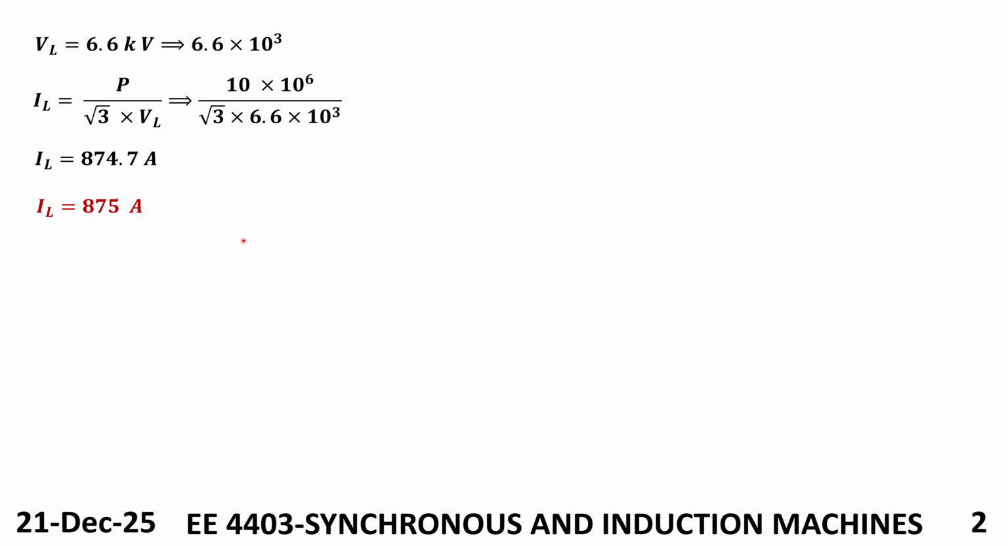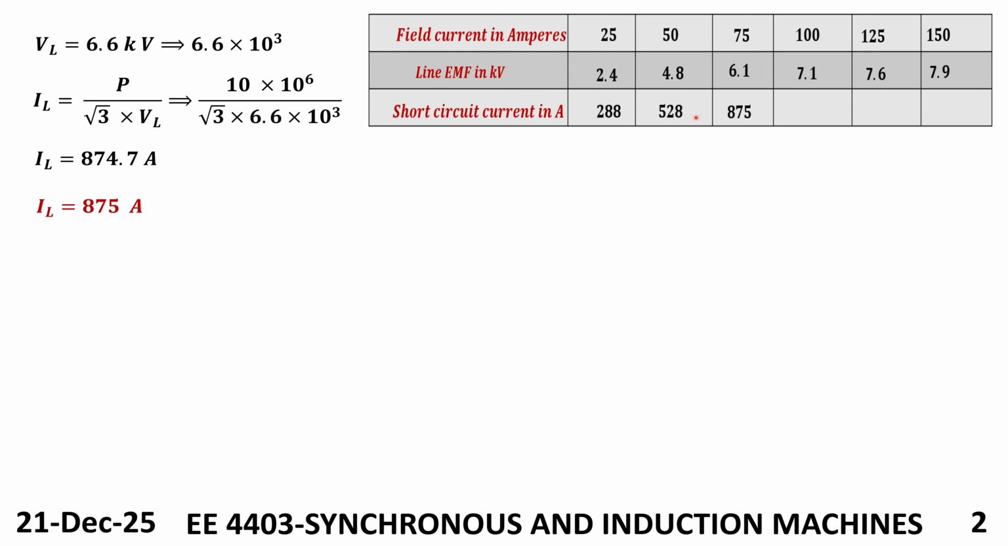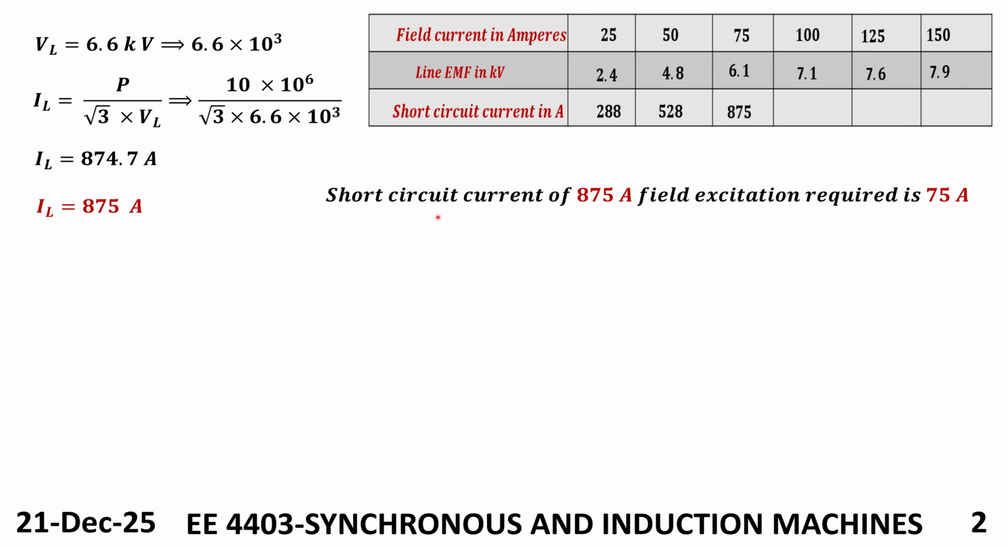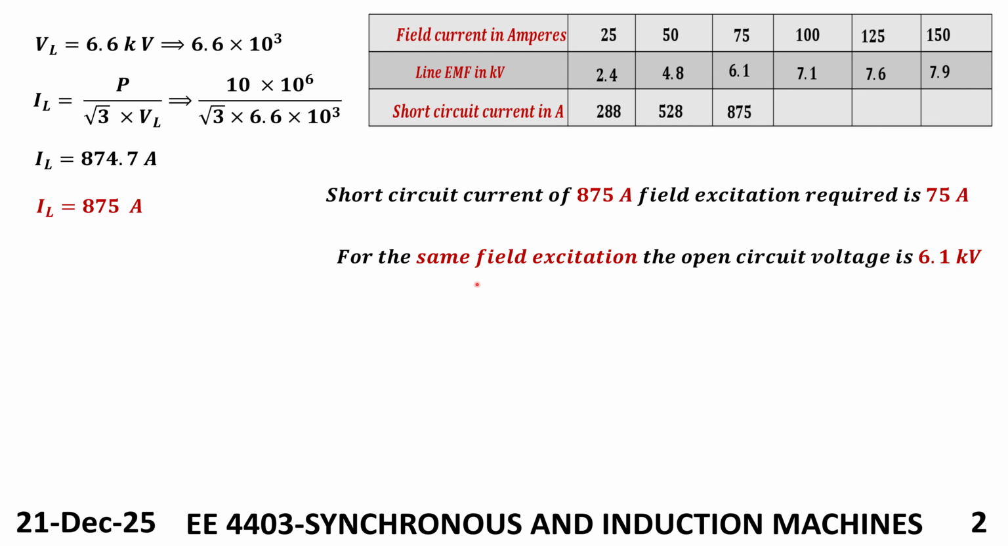In the previous problem, we calculated from the graph. Now from the table we need to find it out. So we will take the approximately equal value, 875 ampere. Now see this data. From this data, the short circuit current is 875 ampere, for which the field excitation is 75 ampere. For the same field current, the line EMF is 6.1 kV. So for short circuit current of 875 ampere, the field excitation required is 75 ampere, and for the same field excitation the open circuit line voltage is 6.1 kV.